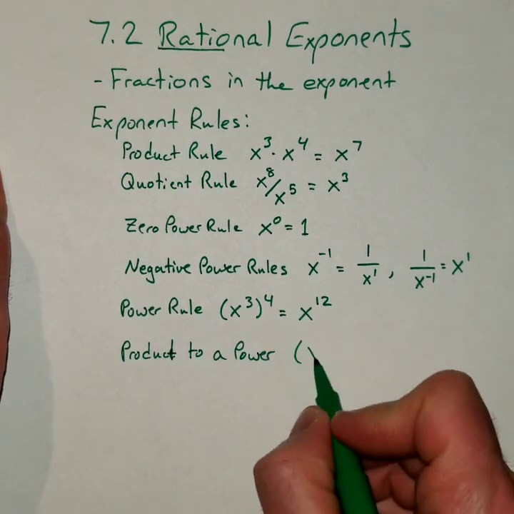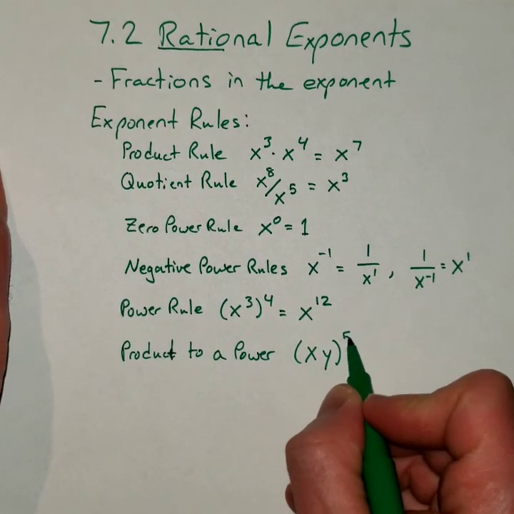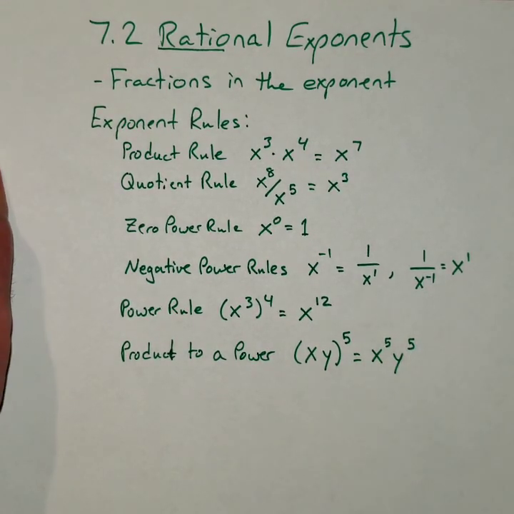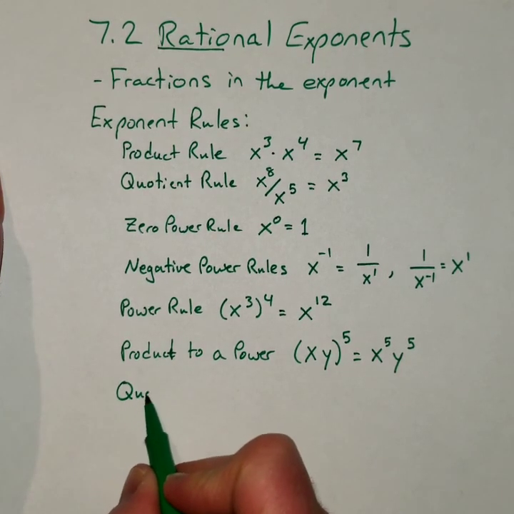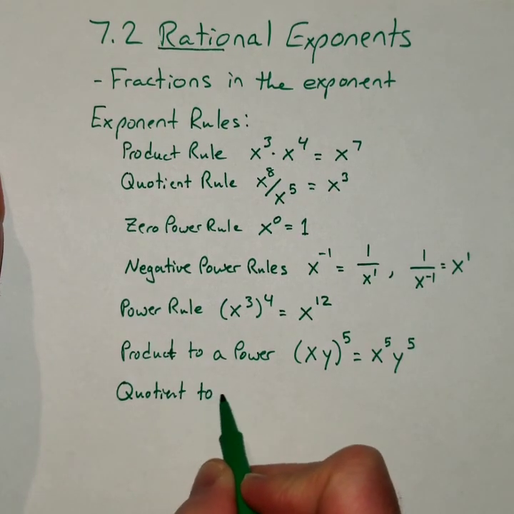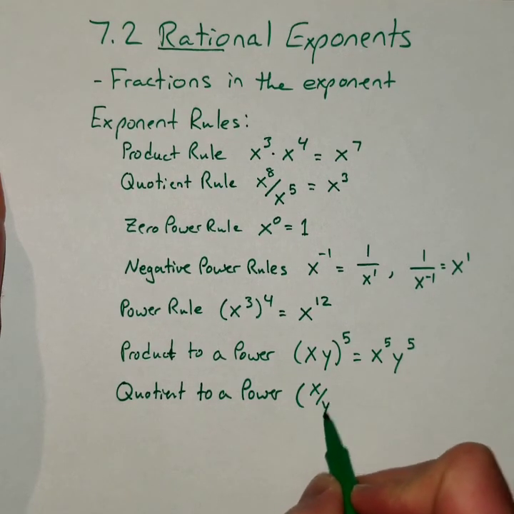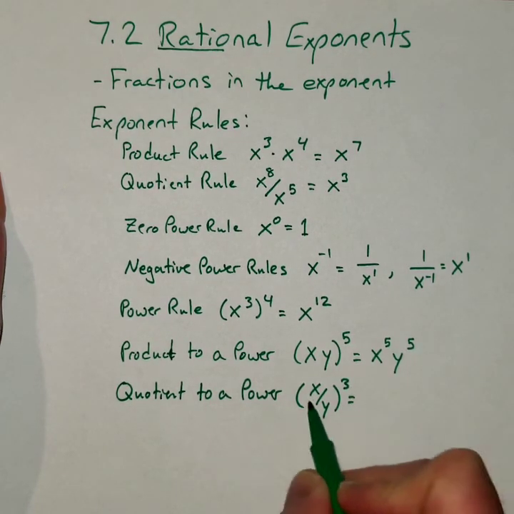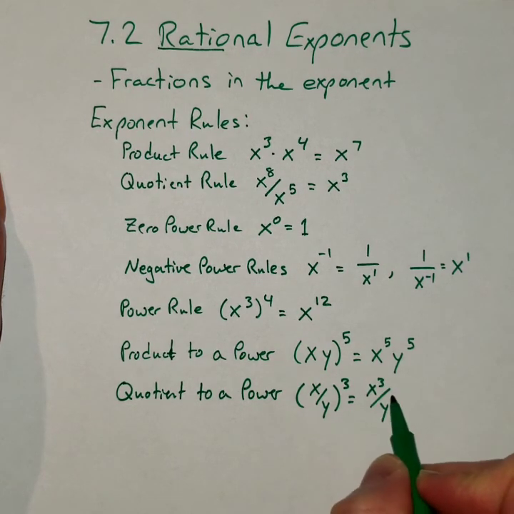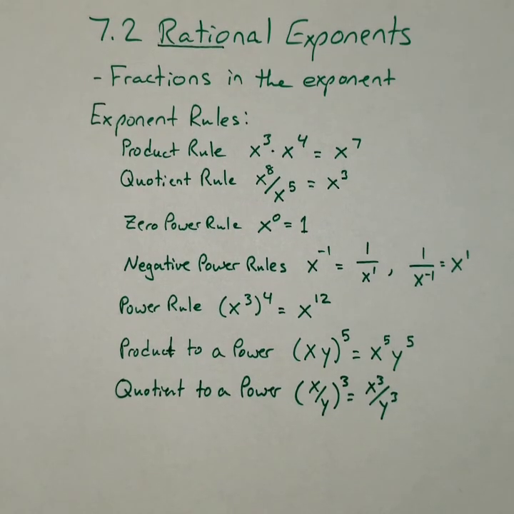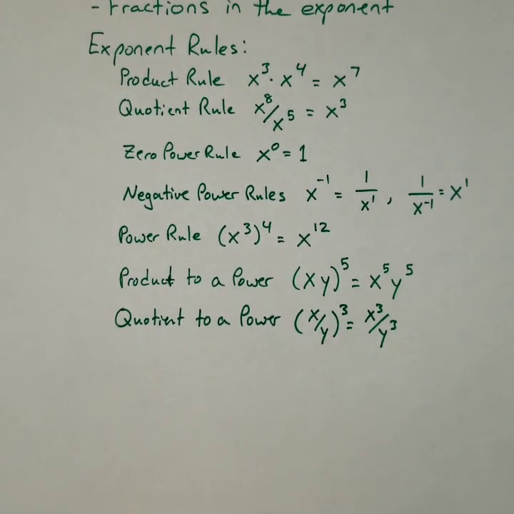And that would be if you had like xy raised to the 5th power, then both the x and the y get raised to that power. And finally we had the quotient to a power. And that's where if you start off with a fraction raised to a power, then both the numerator and the denominator get raised to that power. Okay, so we've seen all of these before. There should be nothing new. I just wanted to refresh those.